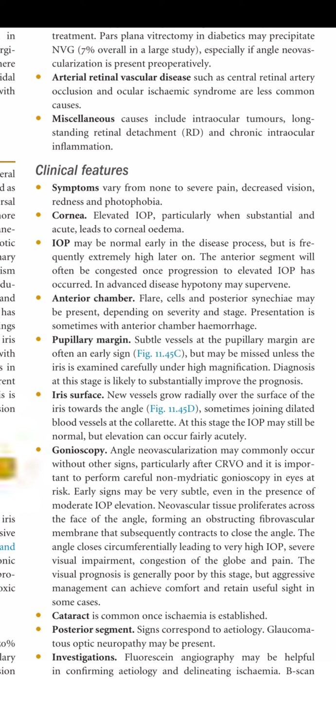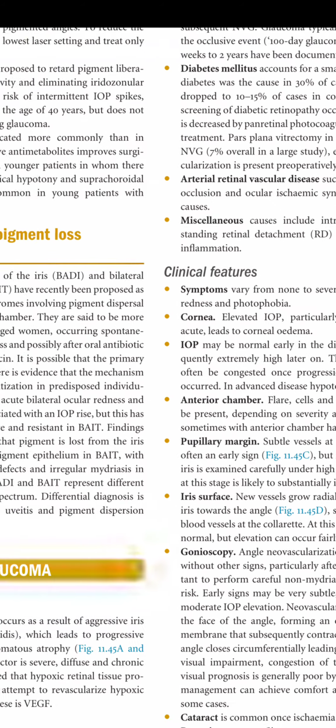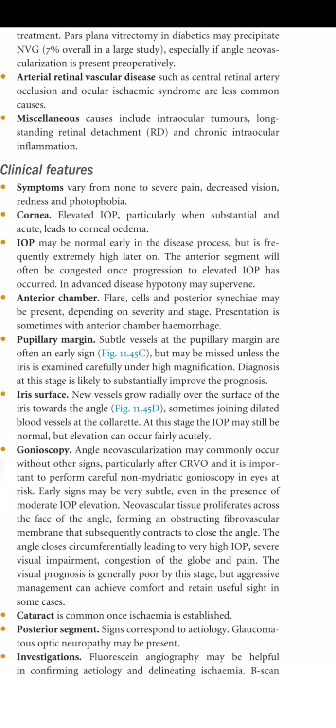New vessels grow radially over the surface of the iris toward the angle. So it grows radially on the iris surface, sometimes joining dilated blood vessels at the corona artery. At this stage, the IOP may still be normal, but elevation can occur fairly acutely.